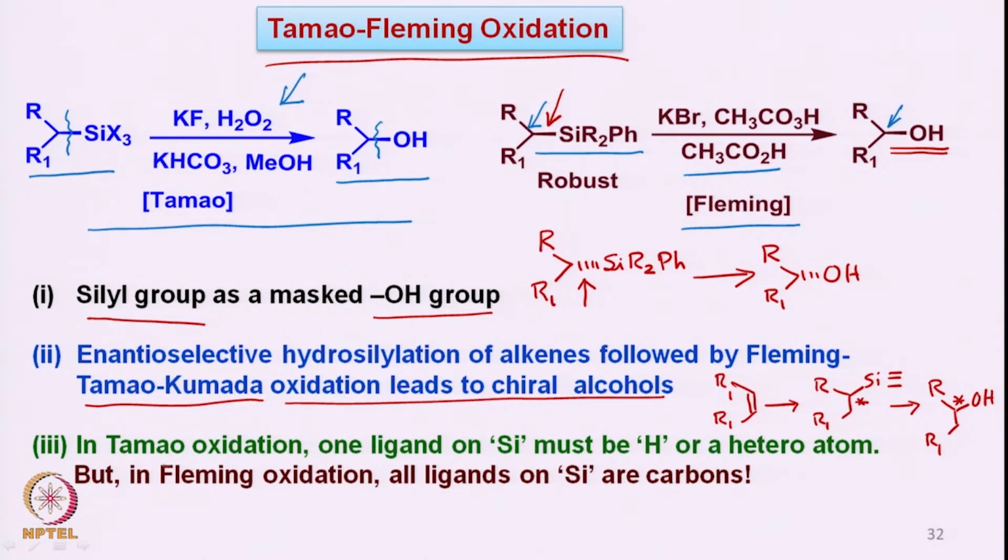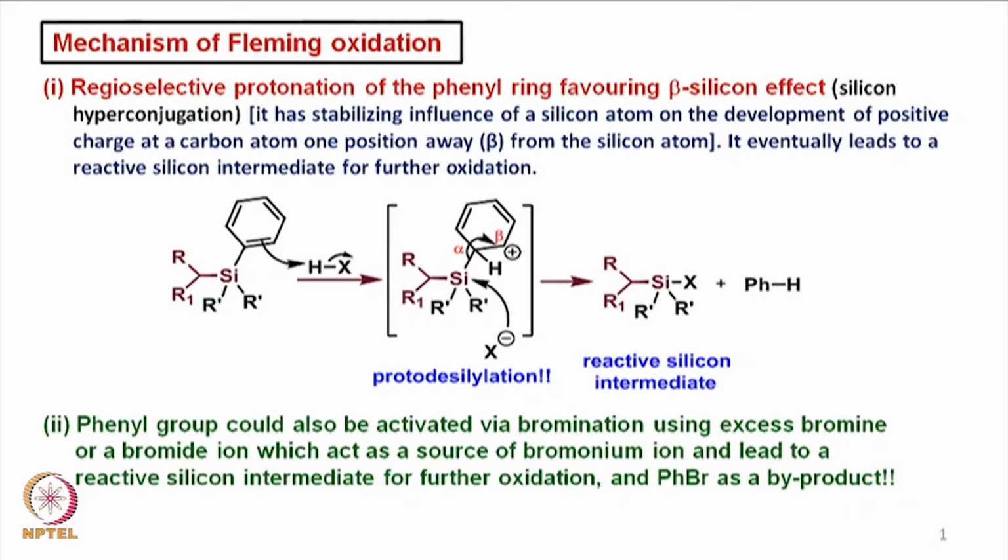Now, in Tamao oxidation, one ligand on silicon must be hydrogen or a heteroatom, that is the condition. But in Fleming oxidation, all ligands on silicon are carbons. So, there is a slight difference in the reaction conditions, and therefore the requirements are slightly different. What is the mechanism of the Fleming oxidation?